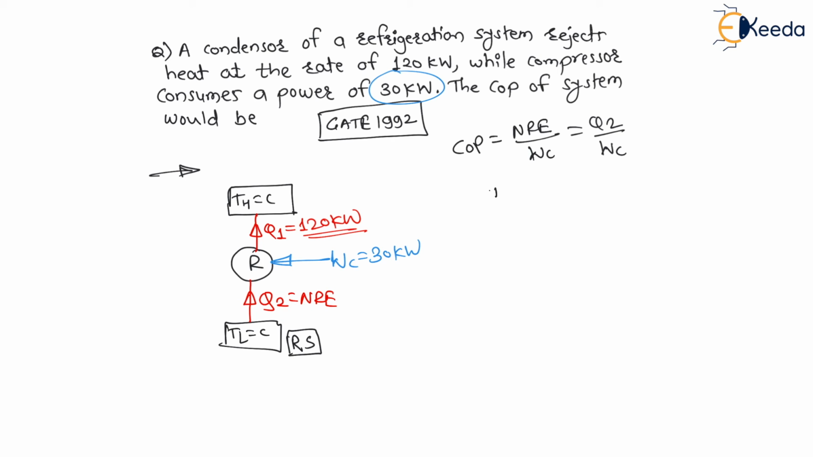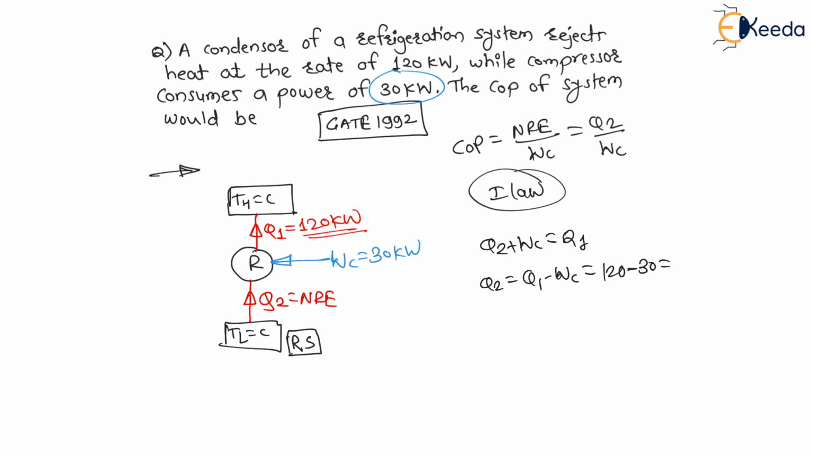Now apply the first law here. As per the first law, whatever energy enters the refrigerator must be equal to the energy leaving the refrigerator. Therefore, energy entering is Q2 plus work of compressor, equal to energy leaving, which is Q1. Therefore, Q2 is equal to Q1 minus work of compressor, which is 120 minus 30, which is 90. Therefore, it is 90 kilowatt, which is the net refrigerating effect.